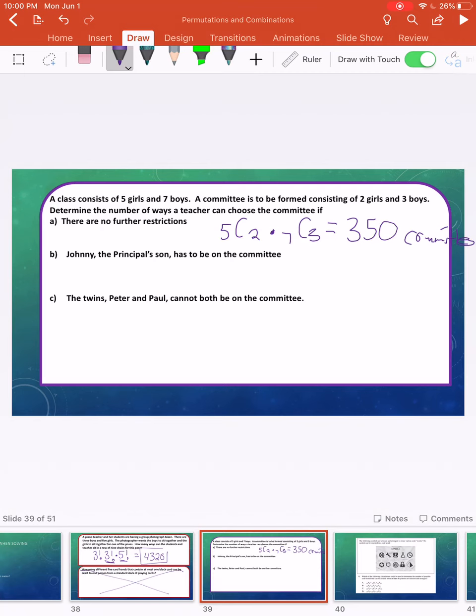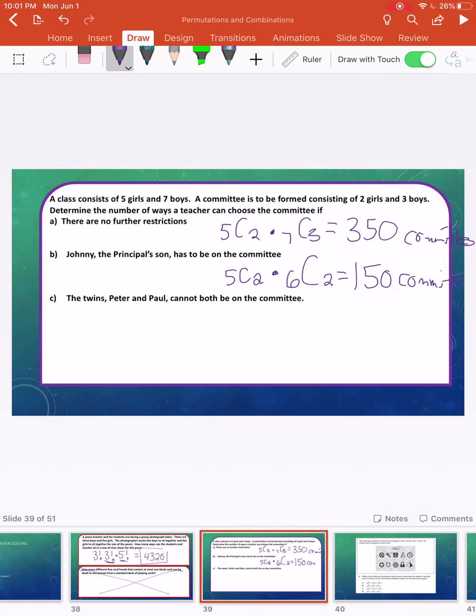Next it says Johnny, the principal's son, has to be on the committees. So this doesn't affect the way we choose the girls. However, for the boys, now there's 1 less boy to select from, and instead of 3 positions, there's 2 positions that we're selecting. So we end up with 150 committees.